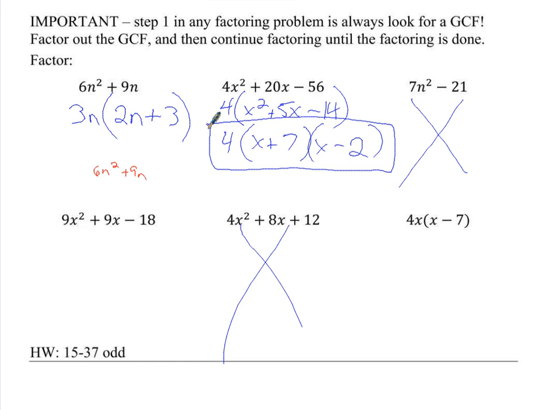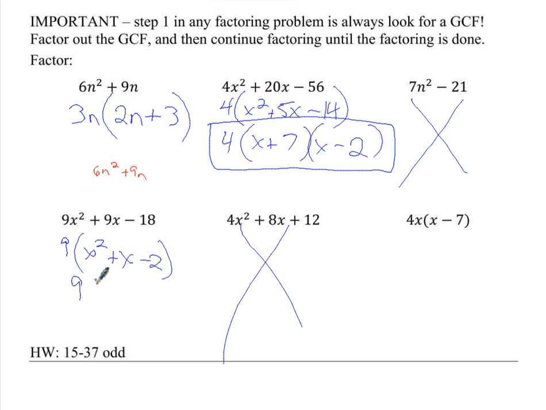How about this one with the 9s and the 18? GCF is 9. We're not dividing, we're factoring. And I'm left with plus x minus 2. Okay. Does the thing inside factor more? If it does, then we'll wind up like this.